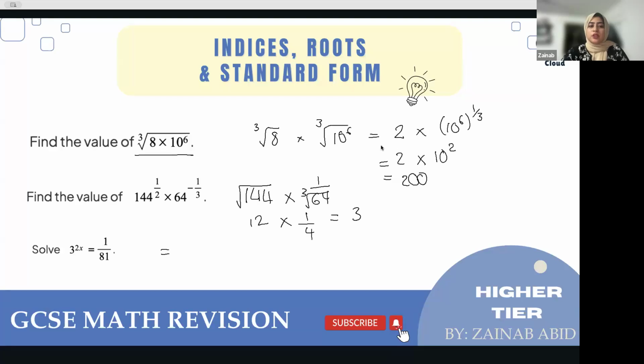Okay, so that's just going to be 3 to the power of 4. So 3 to the power of 4 makes 81, but we want to add the bottom, so it's going to be minus 4. And 2 times minus 2 makes minus 4. So x will just be minus 2. I went through that one quite fast, but you can pause it and go back over and see how you'd get that.